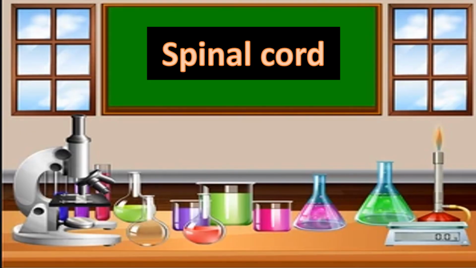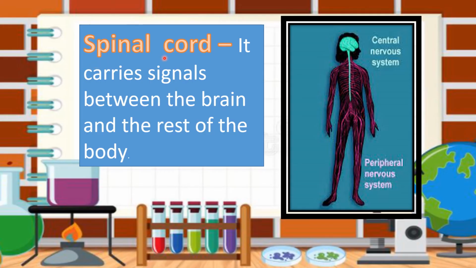Next, spinal cord. The spinal cord carries signals between the brain and the rest of the body. So whatever happens to our body, our reaction, it reaches the brain because of the spinal cord.